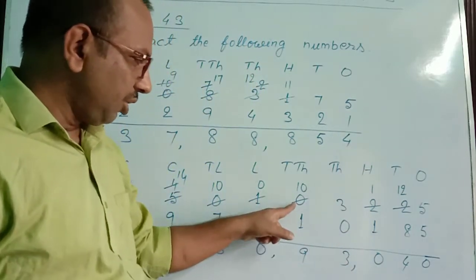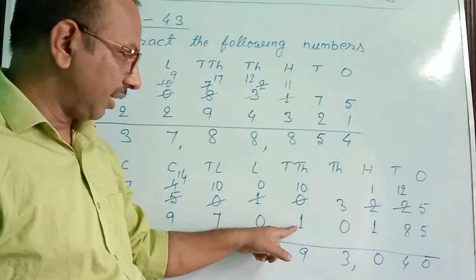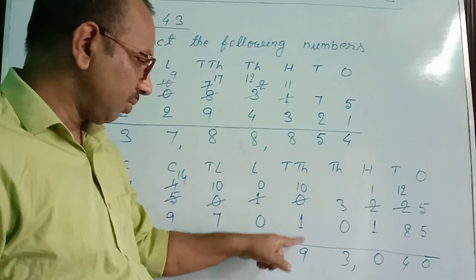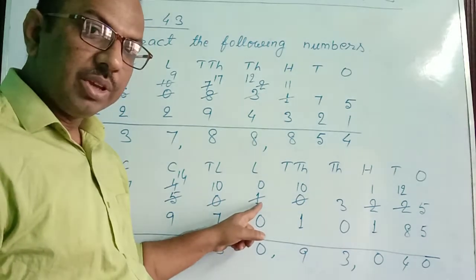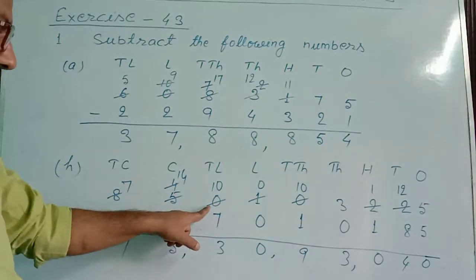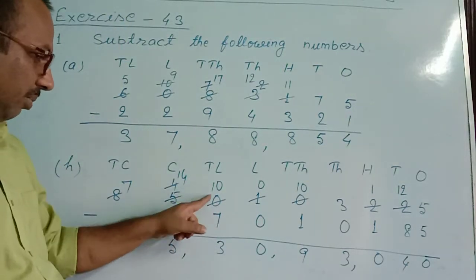Now again 0 is smaller than 1, so we cannot subtract. To make it greater we'll take 1 from here, it became 10. 10 minus 1, 9. As you have taken 1 from here, here 0 is left, 0 minus 0, 0. Now 0 is smaller than 7, so we'll take 1 from here, it became 10.